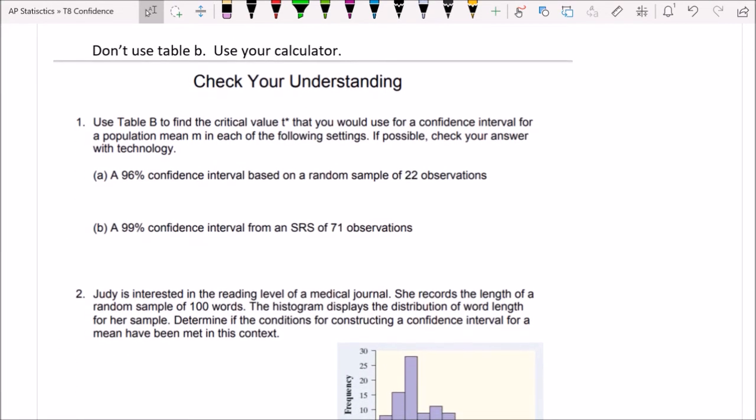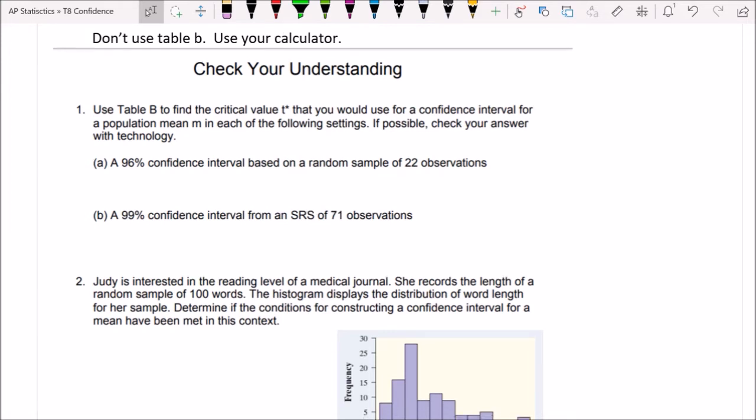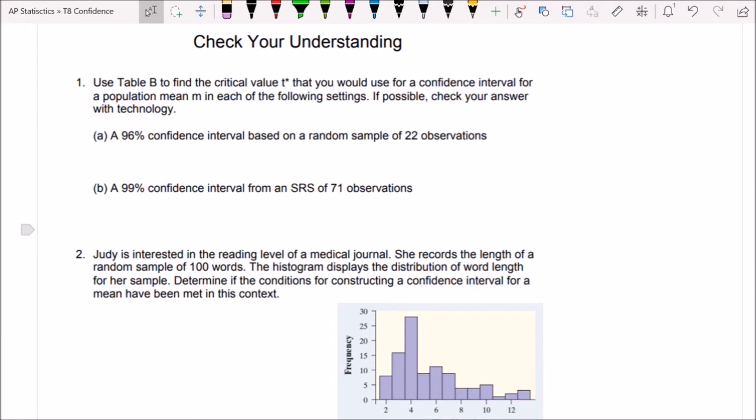Okay, let's actually try a question. In the question it says use table B. We're not going to do that because we have calculators. Table B is from back in the days when you had to use tables of values to find t-star and things like that. So let's use our calculator. As always, I want to encourage you to pause the video and try it on your own. Let's see how you did.